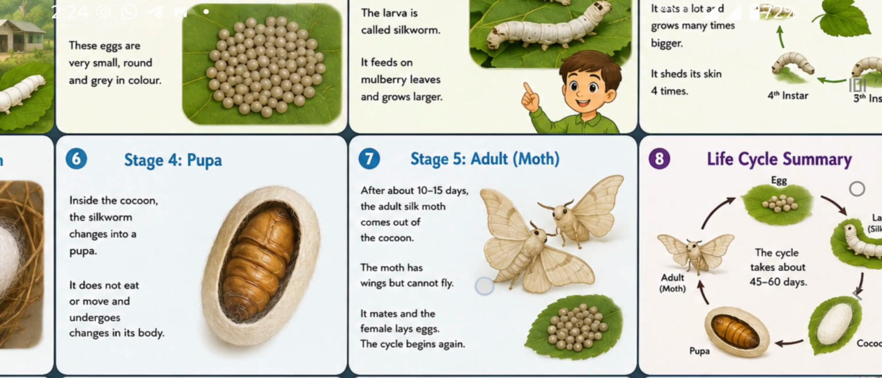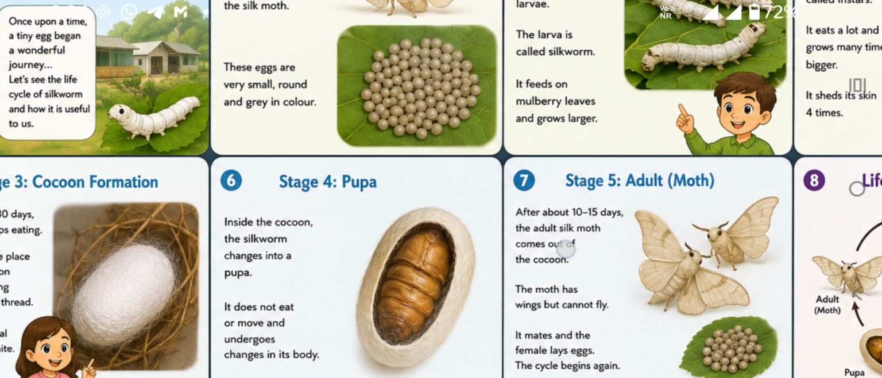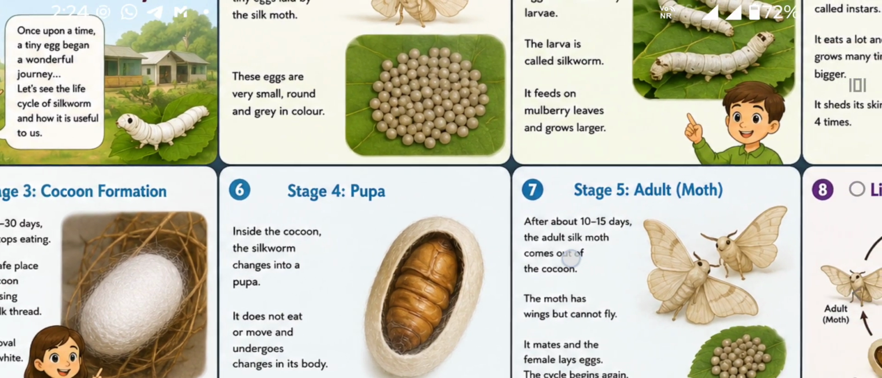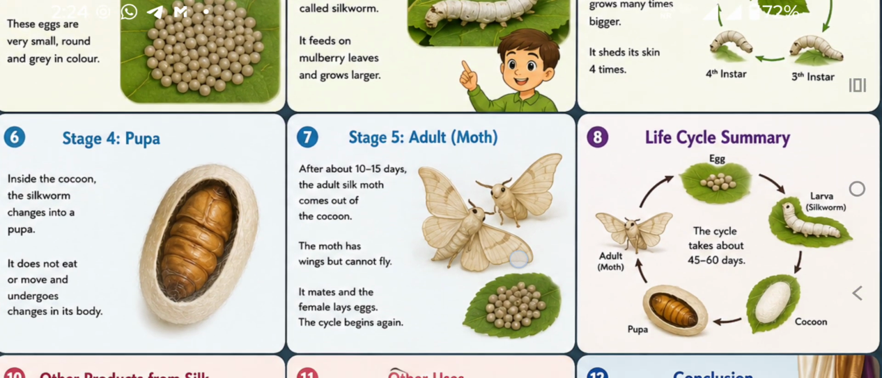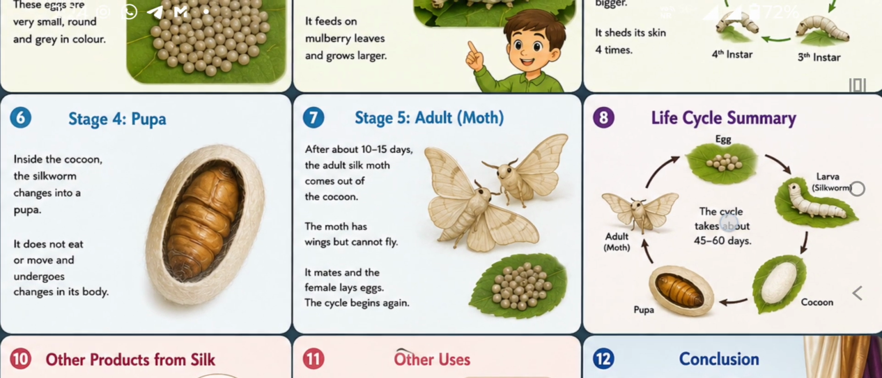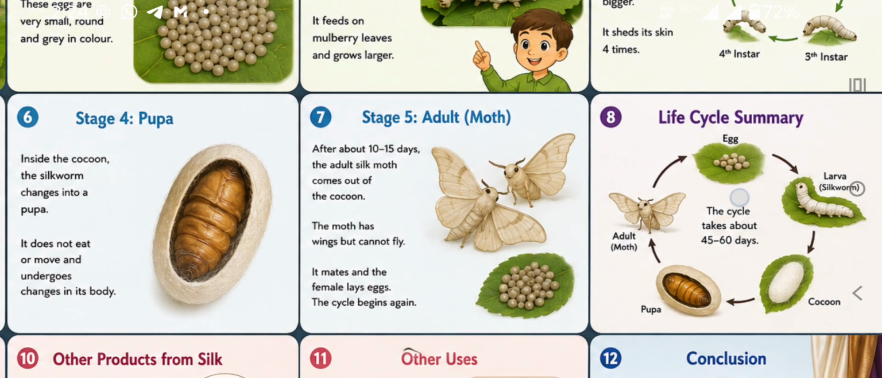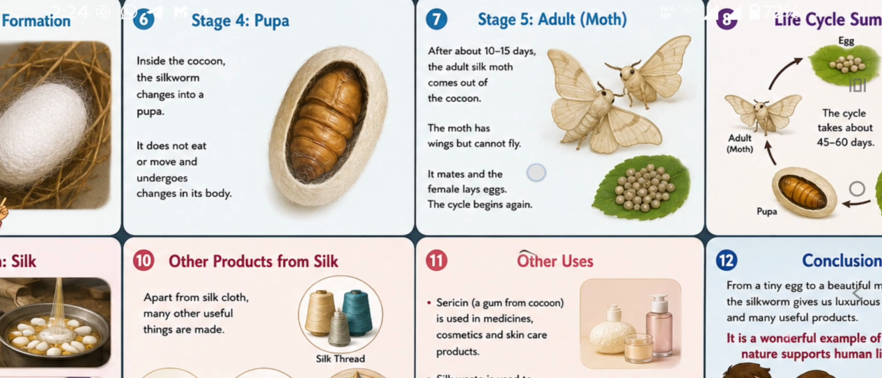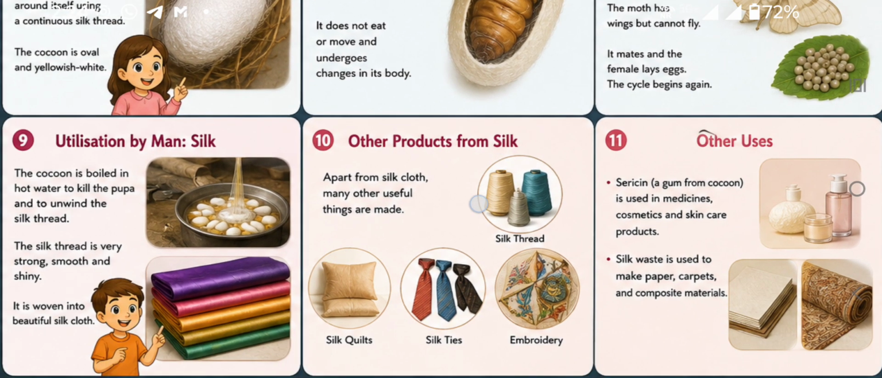So this is the life cycle from egg, larva, cocoon, pupa, and into the adult. This is a life summary. You can see here, these are the eggs, this is the larva, this is the cocoon, this is the pupa, and this is the adult. When man uses it, he does not allow it to grow into the adult. So we use the cocoon for the formation of silk. This is how the silk is formed.